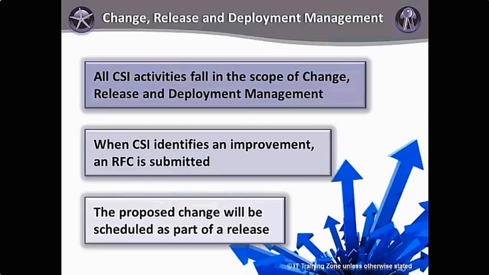As we have mentioned already, all continual service improvement activities will fall under the scope of change, release, and deployment management. The goal of continual service improvement is to identify and implement improvement activities on IT services that support the business processes and IT service management processes. Once continual service improvement has come up with a recommendation for improvement, a request for change is submitted. The proposed change is then scheduled as part of a release, managed by Release and Deployment Management.